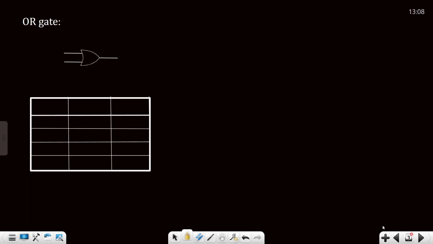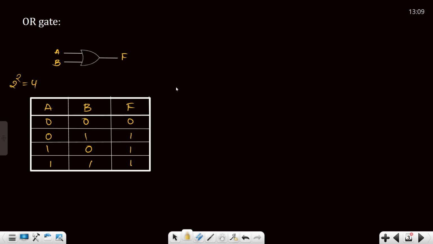Similarly, the next gate will be the OR gate. Let's take two inputs A, B and the output Y, or let us take F, and we will draw the truth table of this one. OR is nothing but an addition of these two inputs. For a truth table with two inputs, the total number of combinations is 2 power 2, that is 4 combinations: 0 0, 0 1, 1 0, and 1 1. If you perform 0 plus 0, you will get 0, 0 plus 1 is 1, 1 plus 0 is 1, and 1 plus 1, as we have seen in Boolean theorems, 1 plus anything will be 1.